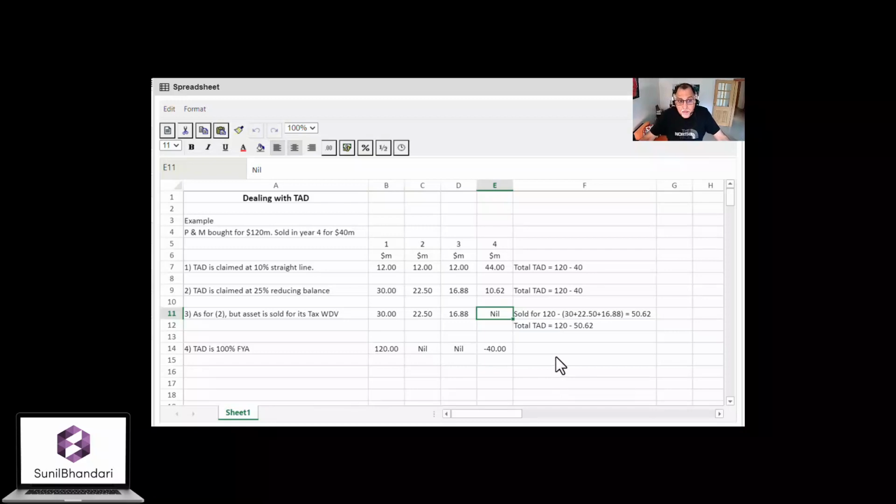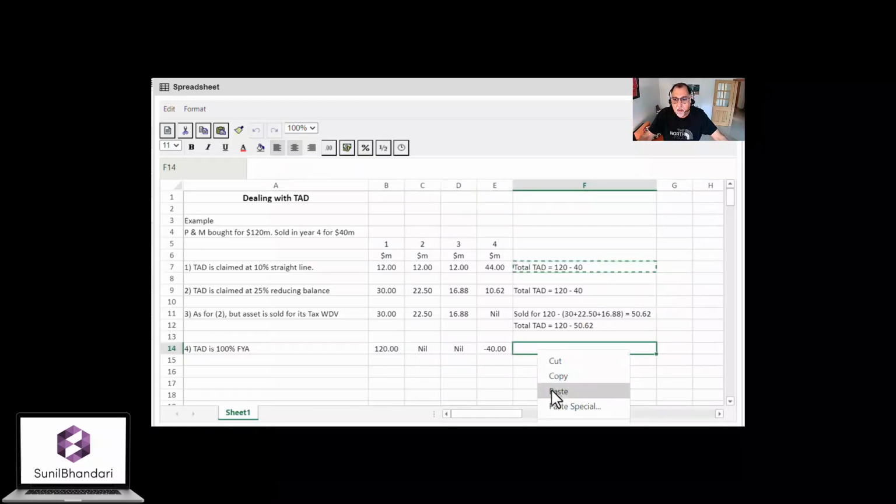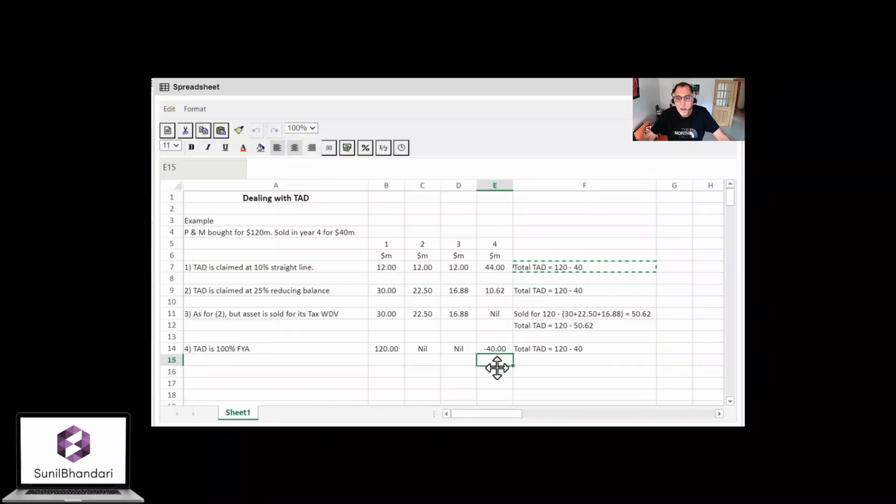And the last one, TAD is 100% first year allowance. So in year 1, you are claiming 100% first year allowance. But the maximum you can claim is 80 million. The maximum you can claim is 80 million. So there it is, the maximum we can claim is going to be 80 million. So it must mean that you've got to have a balancing charge of 40 million.